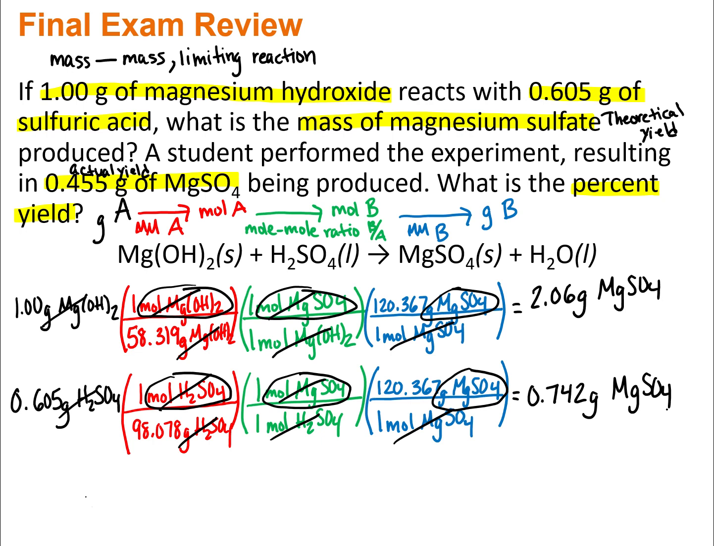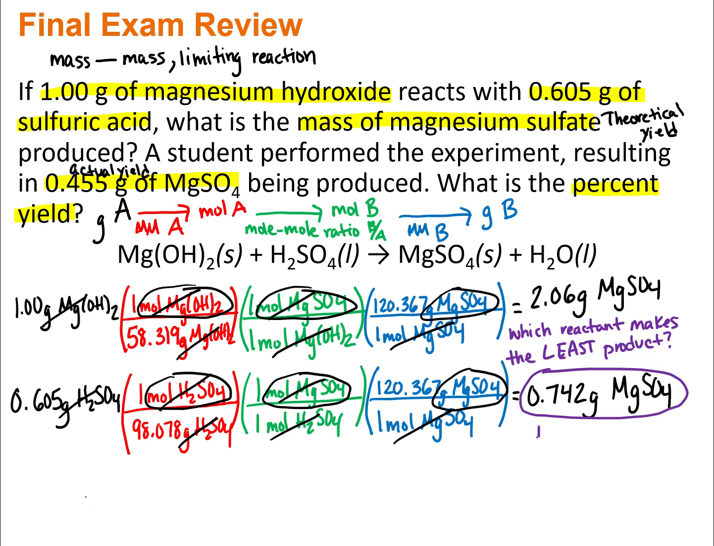Now we need to figure out which one of these we're actually going to make. So the question that we have to answer, and I'll write it in a different color: which reactant makes the least product? Another way to say that is, which one of these numbers is smaller? 0.742 is definitely smaller than 2.06. So that's going to be our theoretical yield.